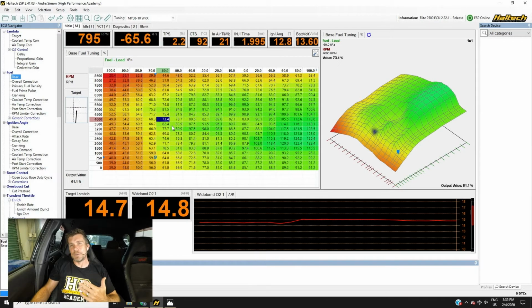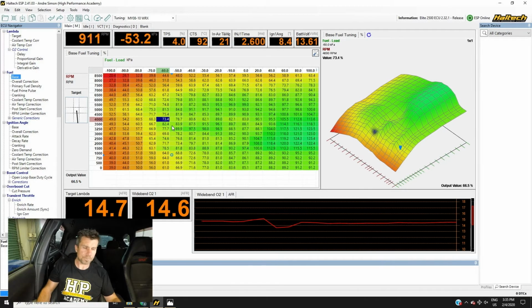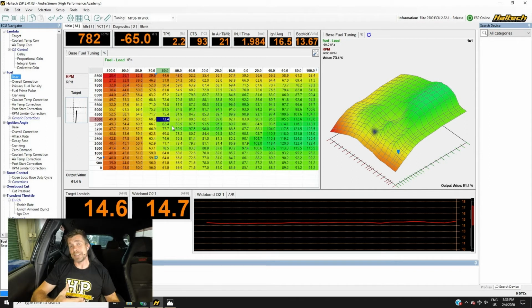So this is the most common problem, trying to fix issues in your VE or fuel table with your transient enrichment. Don't do that. Get your basics right first. Tune your fuel, tune your ignition. Once you've got those right, then you can start moving on to your transient enrichment. Now, I've talked here about the transient enrichment and transient enleanment, so as we tip out, removing fuel.